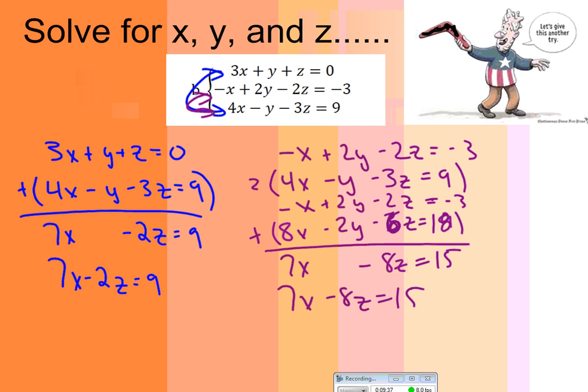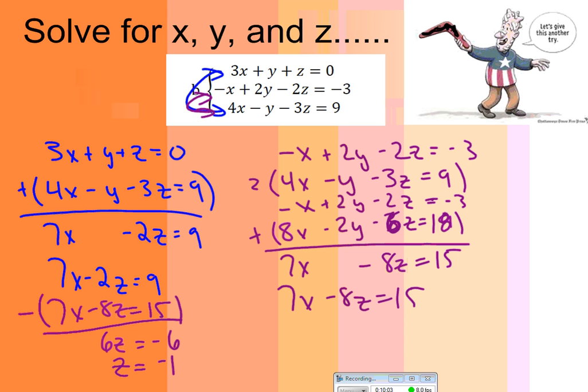So let me do a quick check. Yes, that's right. So now I've got 7x minus 8z equals 15. Now, hey look, 7 and 7 match up. I don't have to multiply by anything. Since they're the same sign, I can subtract. So that's going to go away. This is going to become 6z. 9 minus 15 is going to become negative 6. So z is going to equal -1.